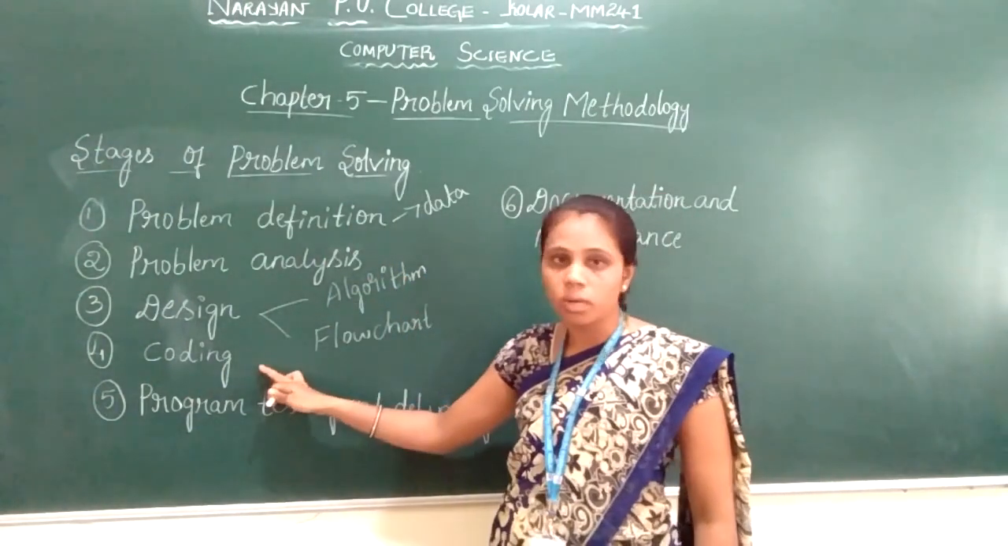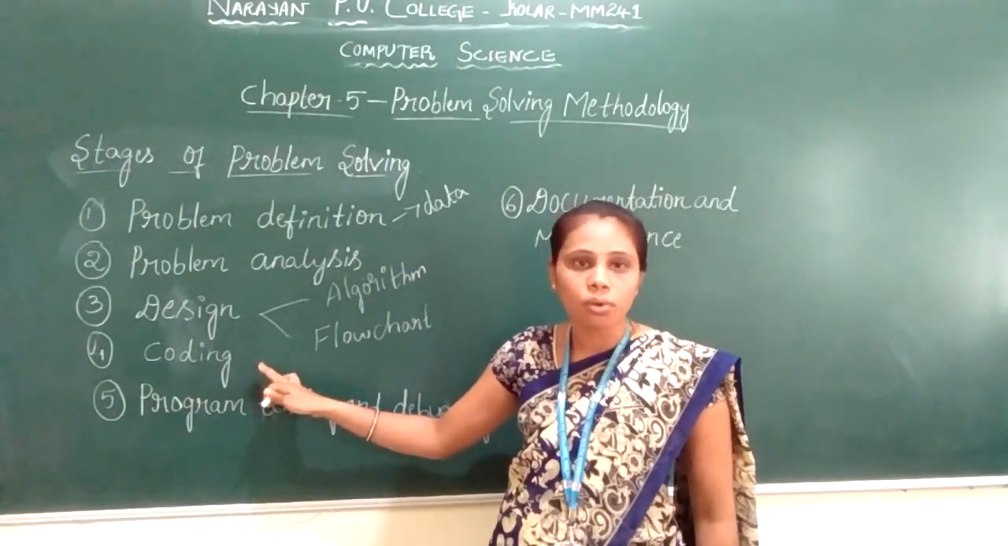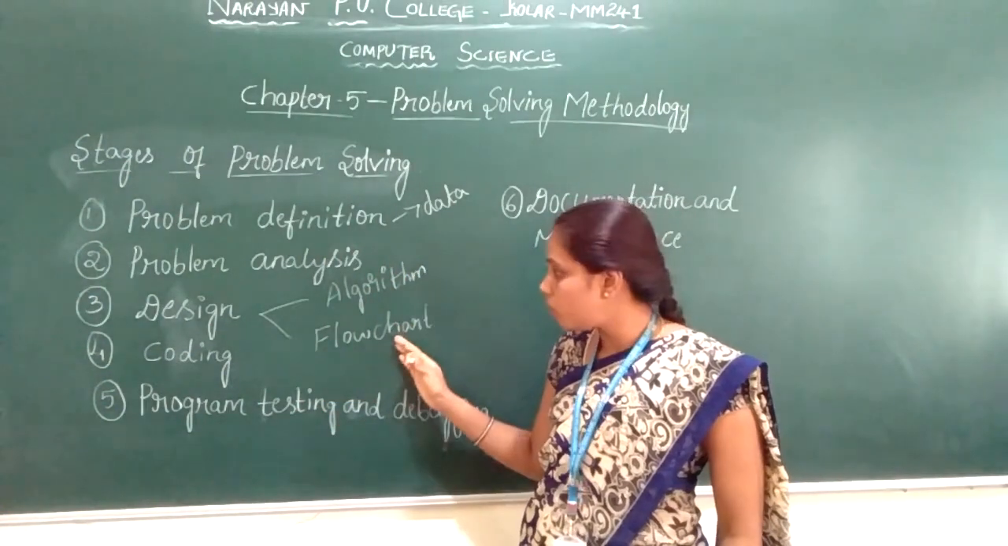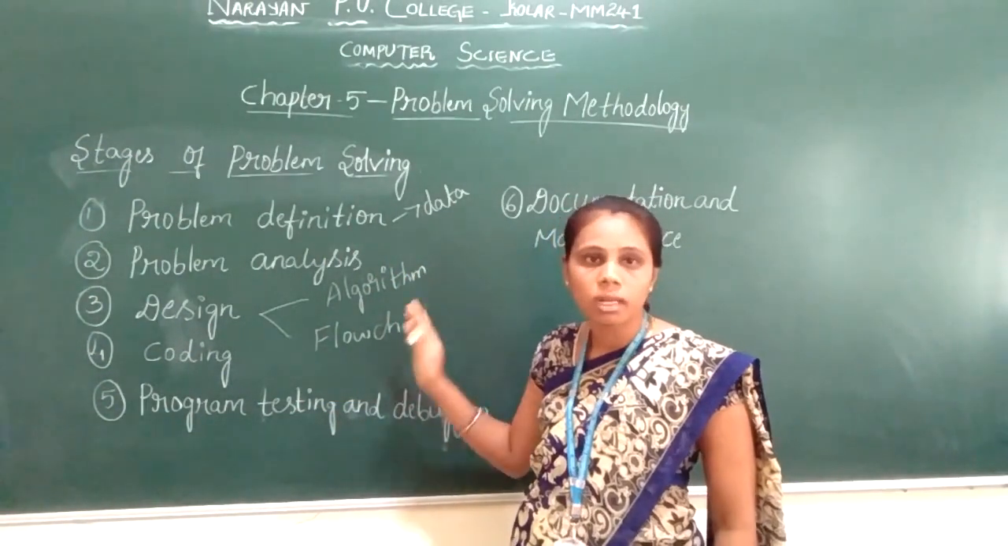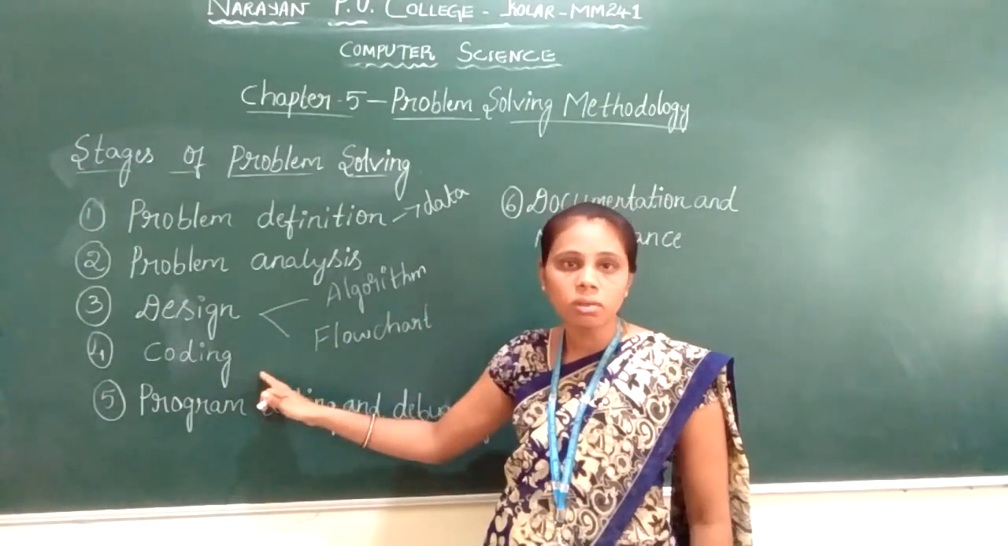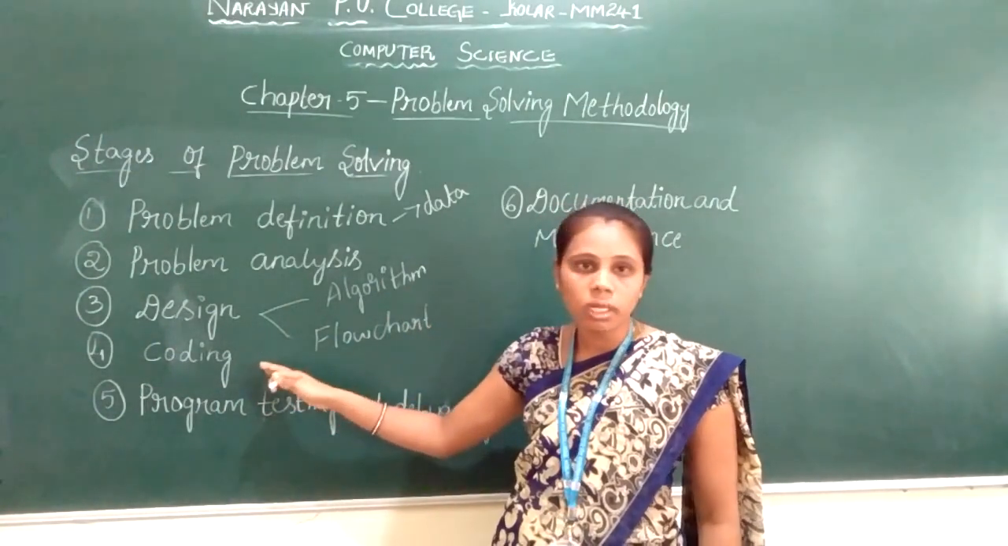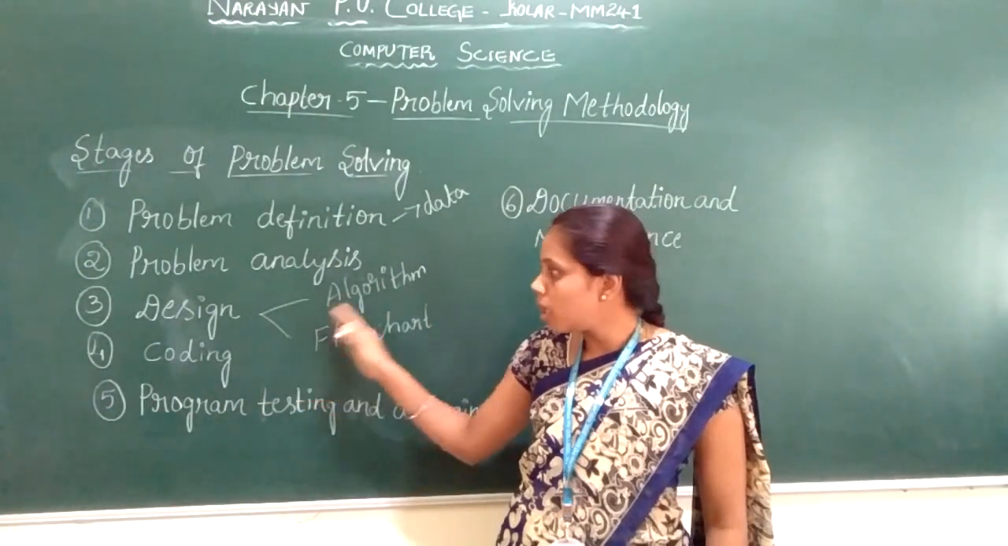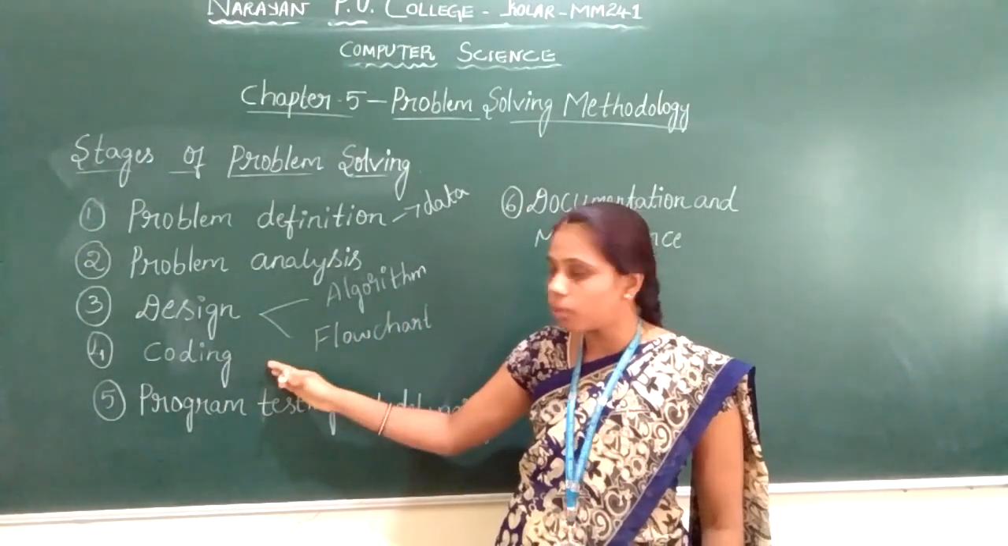Next we have coding. Coding is nothing but writing a program for this algorithm and flowchart. After the algorithm and flowchart are designed, by using these two methods we are going to write a program or code the program for the given problem. That is your fourth step.